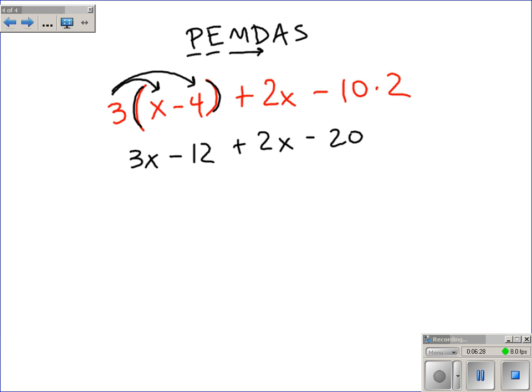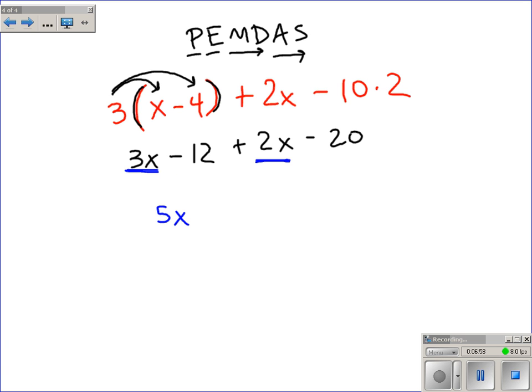And the last thing to do is to add and subtract. Now when we do this, we have to make sure that we combine the like terms. The reason is that 3x and negative 12 are not the same. This one has 3 x's and this has no x's. It's just the number 12. So if I have 3 x's and I add 2 more x's, how many x's do I have? And the answer is I have 5 x's.